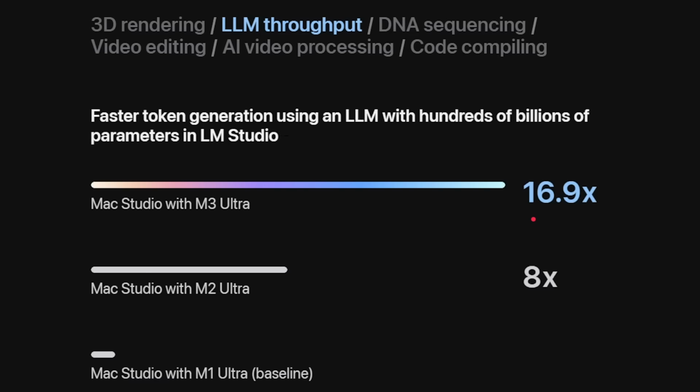These are all the benchmarks provided by Apple themselves, and they're really comparing themselves to themselves. They're not comparing it here to other PCs or other systems. This is all Apple compared to Apple. So the Mac Studio with the M3 Ultra, it has 16.9 times the speed of what? A Mac Studio with an M1 Ultra. That's the baseline. The M2 Ultra was 8 times faster than the M1. And so the M3, you can see double, basically. And that's what you'd expect. So it's doubling the performance there.